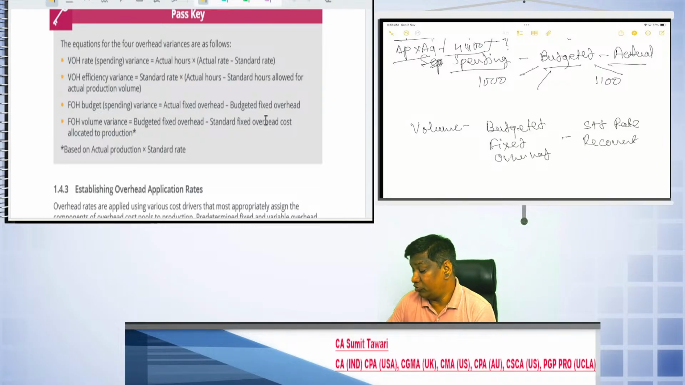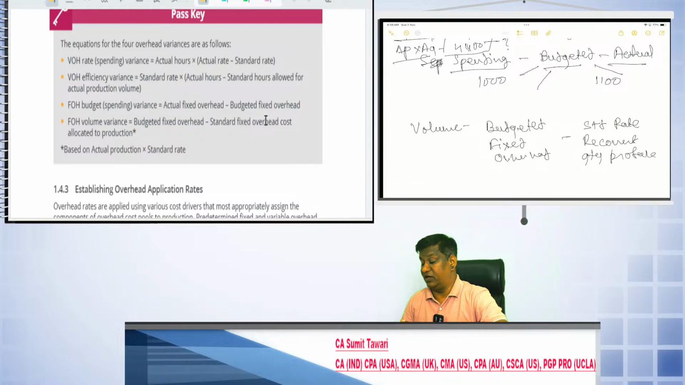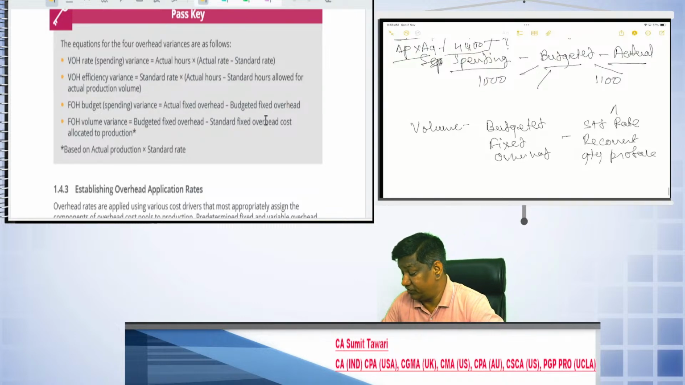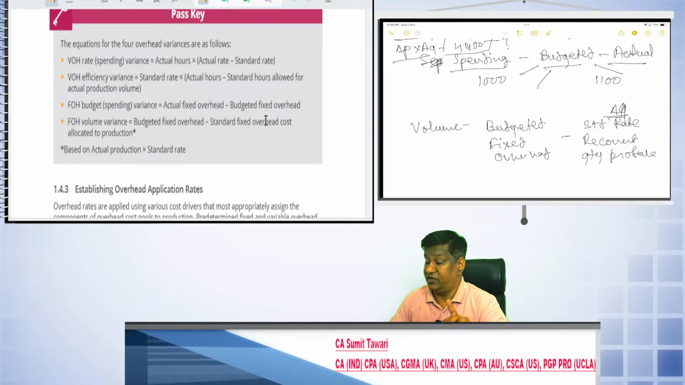On quantity produced, there is no actual data we are considering, only the actual quantity. The standard rate, like 200, is my standard recovery rate, but I am able to produce only 1000 quantity. So that would be the amount.